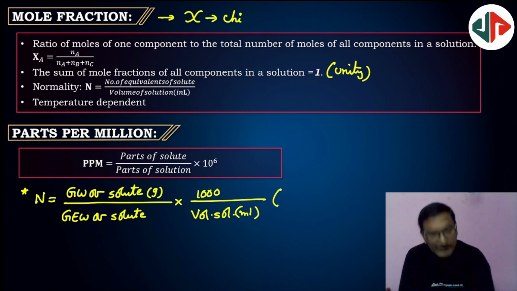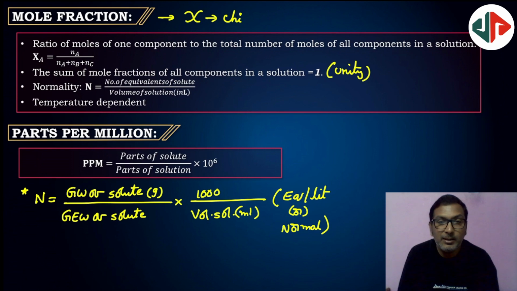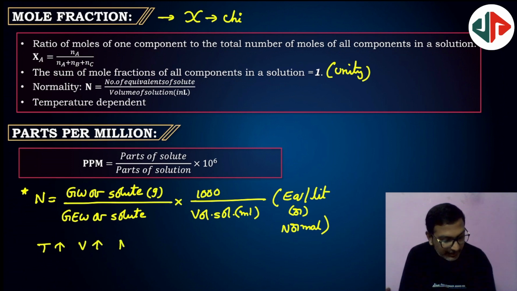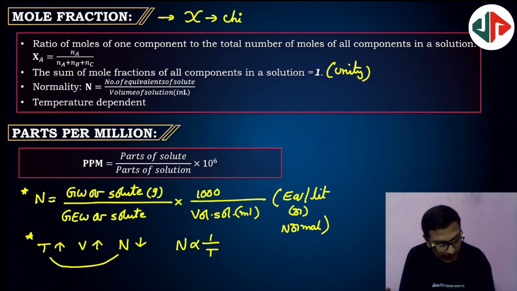Next, units: equivalents per liter or normal. This is also temperature dependent. That means if temperature increases, volume of solution increases, thereby normality decreases. That means normality and temperature are inversely proportional.